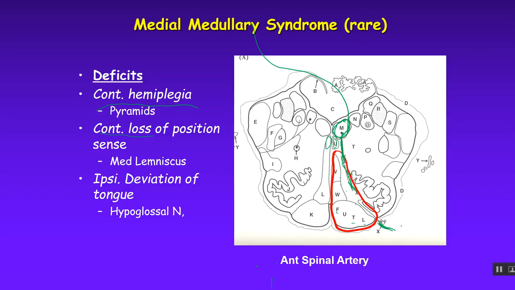Because the weakness of the tongue is on the same side, the left side. This nerve fiber is going to the left side of the tongue. If the left side of your tongue is weak and you tell them to stick their tongue out, the right-sided muscles are going to end up pushing it over towards the left. So you have ipsilateral deviation of the tongue with this particular syndrome.